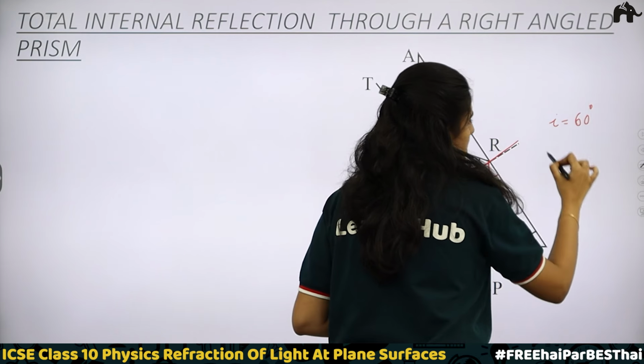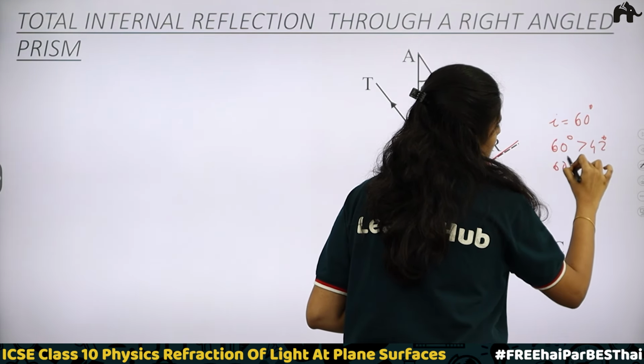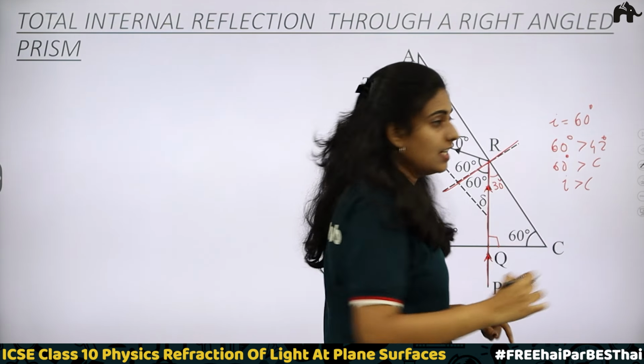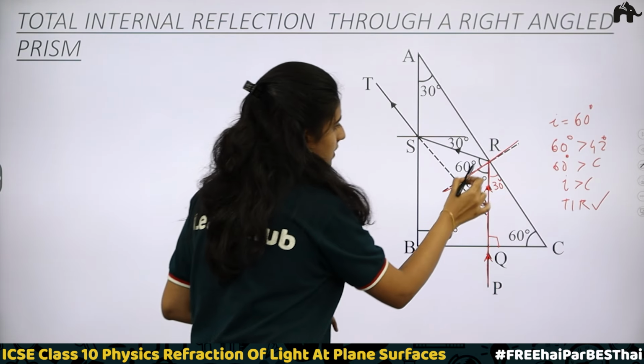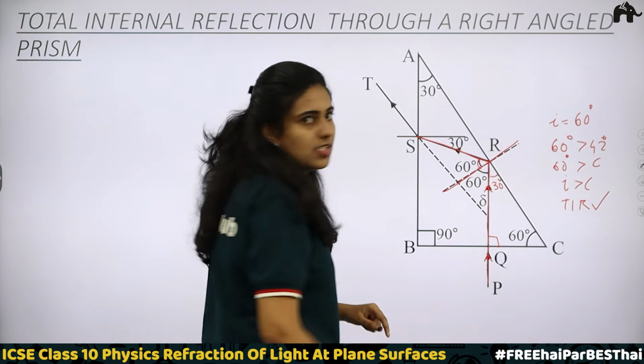If angle of incidence is 60 degree, which means 60 degree is greater than 42 degree. 60 degree is greater than the critical angle. Angle of incidence is greater than critical angle. Total internal reflection will take place. Reflection is taking place. We are getting the angle of reflection to be equal to 60 degree.